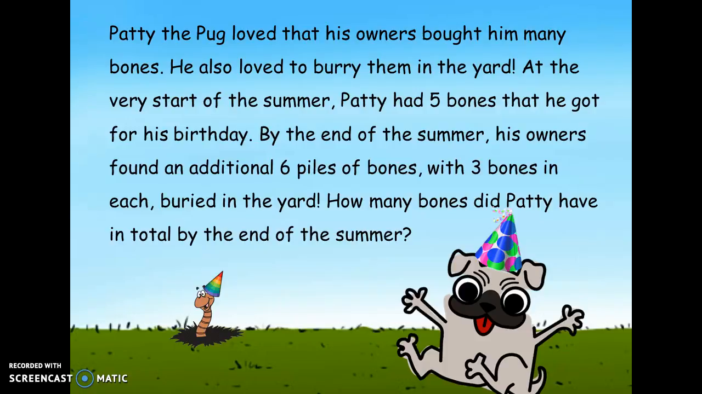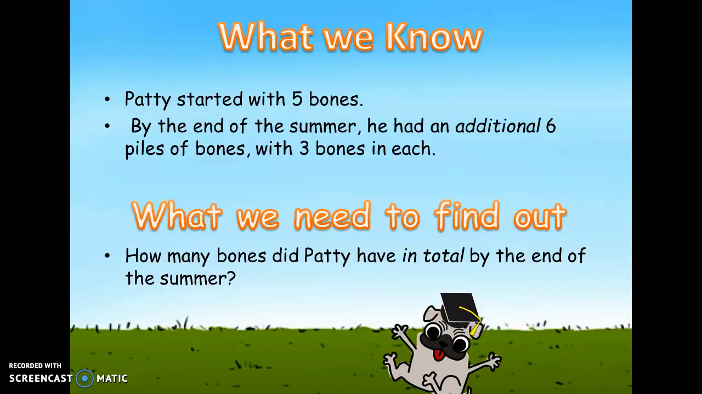That's a good question, Patty. Let's first figure out what we know. Patty started with 5 bones. By the end of the summer, he had an additional 6 piles of bones, with 3 bones in each. What we need to find out is how many bones did Patty have in total by the end of the summer?